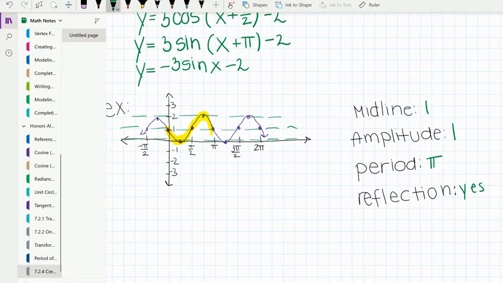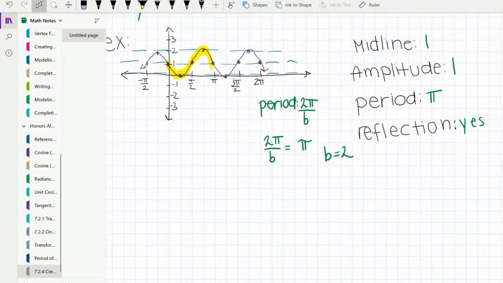So to come up with the equation, this will have a b value. So remember, to find the period, we know the period is 2 pi over b. So 2 pi over b in this case, we know has to be pi. So then therefore b has to be 2. So we're going to need that information for when we write the equation. So if I were to write this in terms of sine, it would be y equals negative sine. Now my b value is 2x, and then I have my midline of 1.